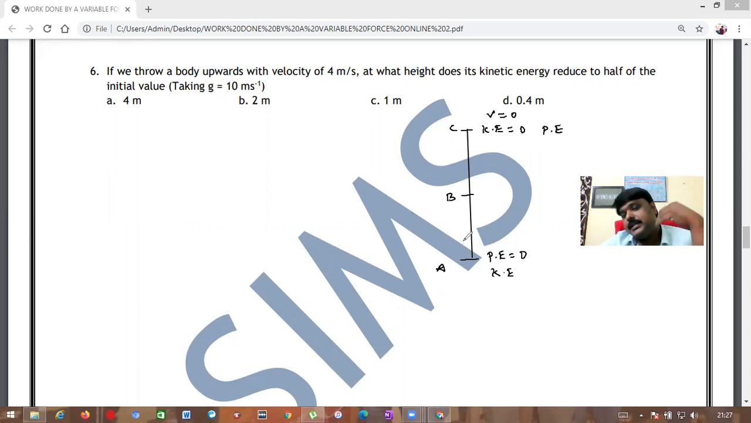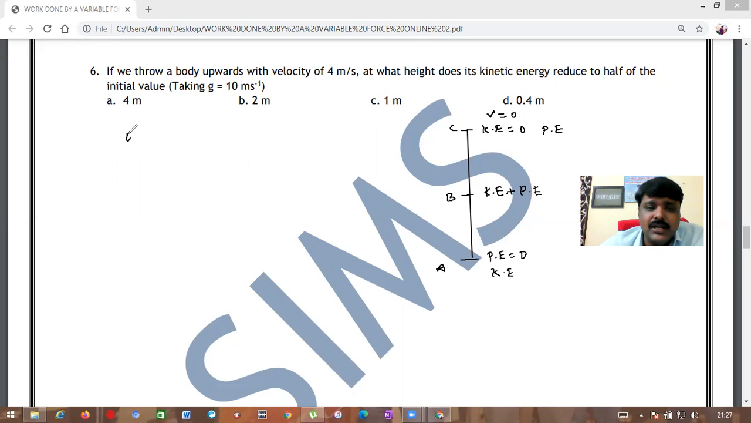Whatever might be the energy that is present, the total energy of the system always remains constant according to the law of conservation of energy. At this particular point B, let us suppose the kinetic energy has become half. In the sense, here we have both potential energy and kinetic energy. Then what about the loss of kinetic energy? How much is the loss in kinetic energy here?